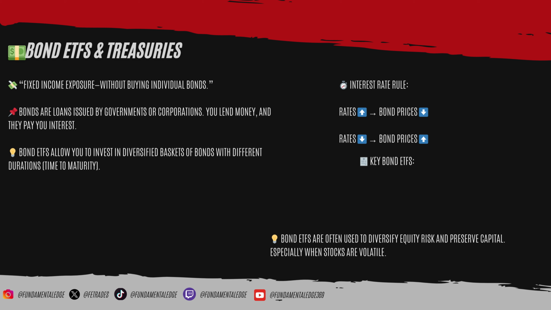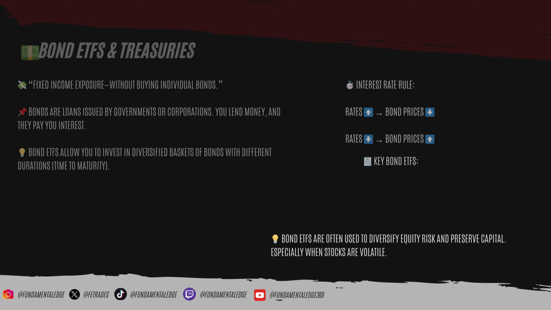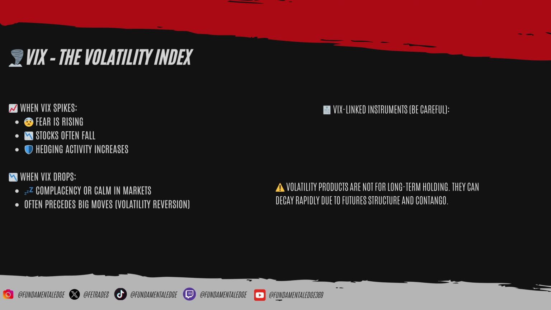Now let's talk volatility, specifically how to trade fear itself through the VIX and volatility products. Now we're entering one of the most psychologically charged areas of the market: volatility. The VIX, also called the Fear Index, measures expected volatility in the S&P 500 over the next 30 days. When the VIX spikes, it usually means investors are nervous and markets are dropping. When it falls, it reflects calm or complacency.